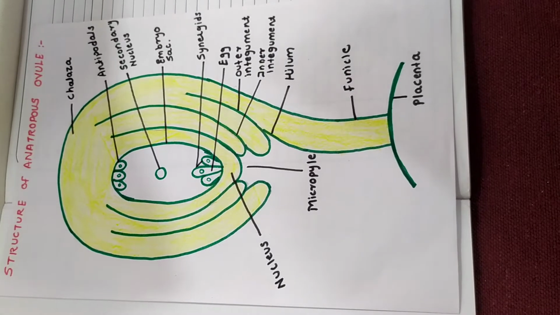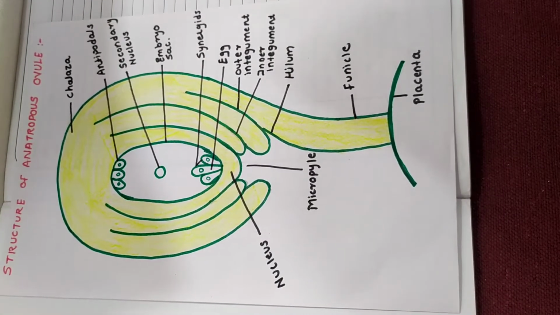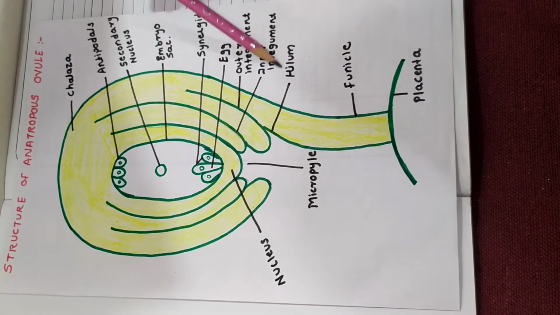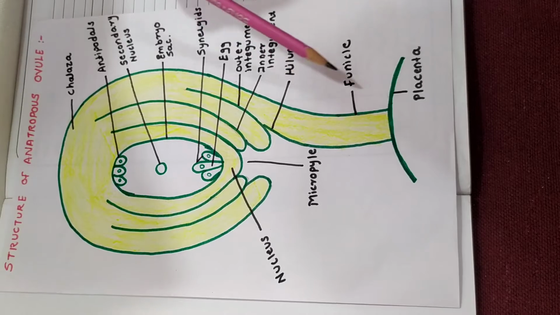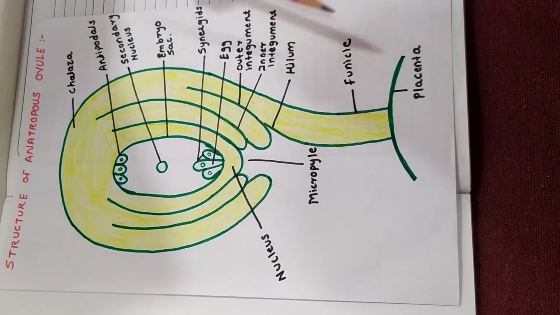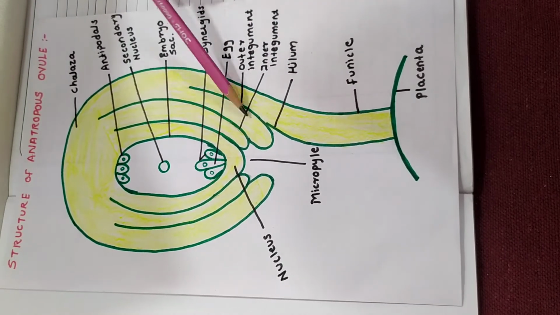The next point is that the place of attachment of the funiculus with the main body of the ovule is called the hilum. See here, this structure is the hilum. It attaches the funiculus and the body of the ovule. The hilum is the structure which attaches the funiculus or funicle and the body of the ovule.